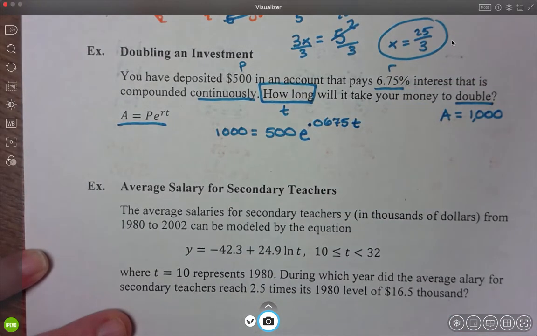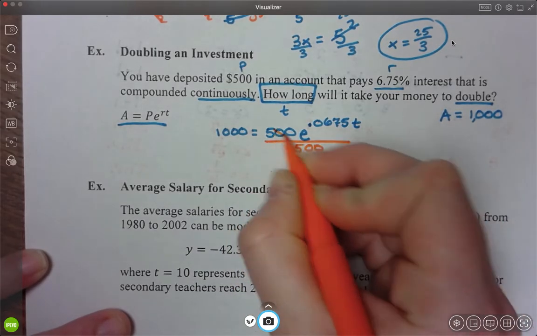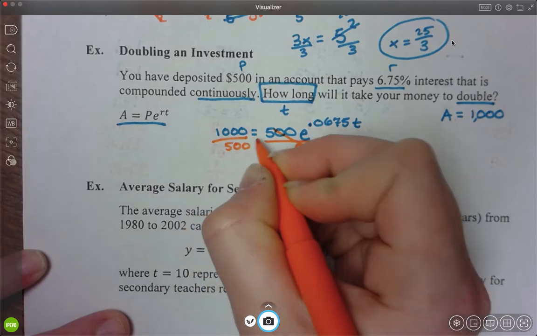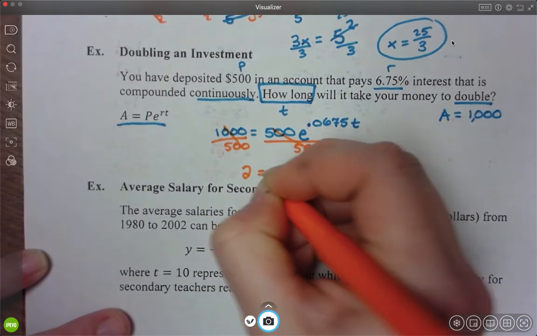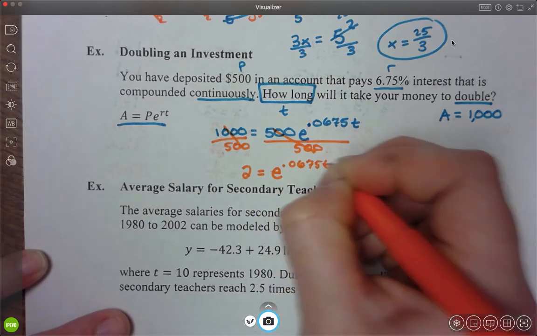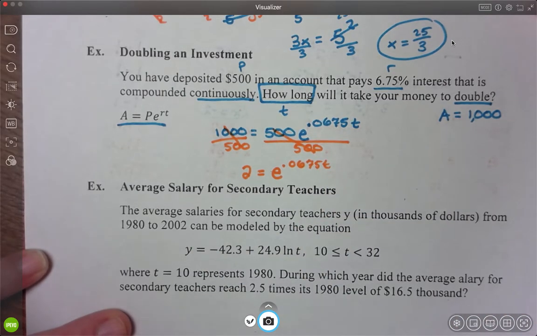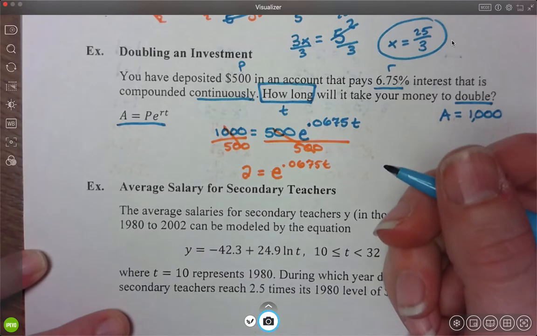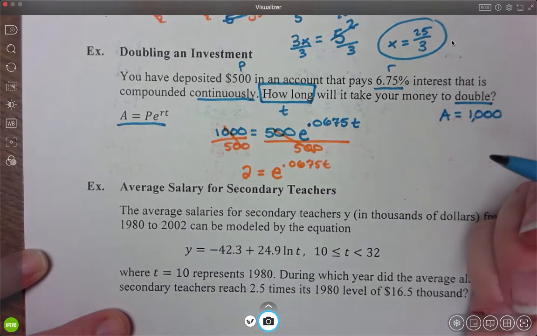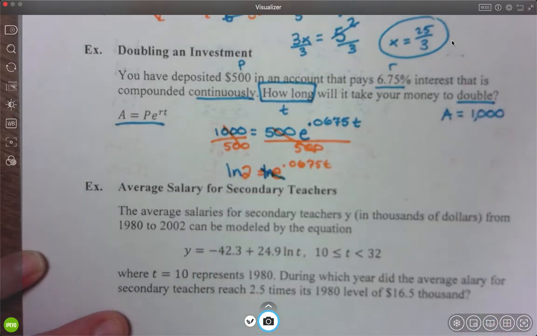Okay, so now this is where it is important to know how logs and exponential functions reverse each other. The first thing I'm going to do is divide by 500. And what that will do is make 2 equals e to the 0.0675 t. I'm solving for t, and I'm trying to get that t out of the exponent, but it's trapped up there. So I have to tackle the e and get it out of there. What gets rid of e is natural log, or ln. Those two will cancel each other out.